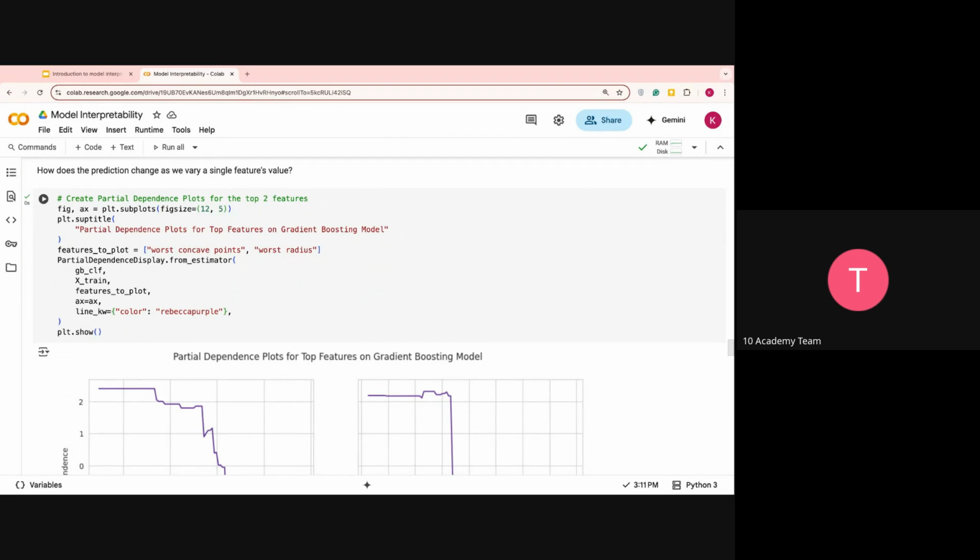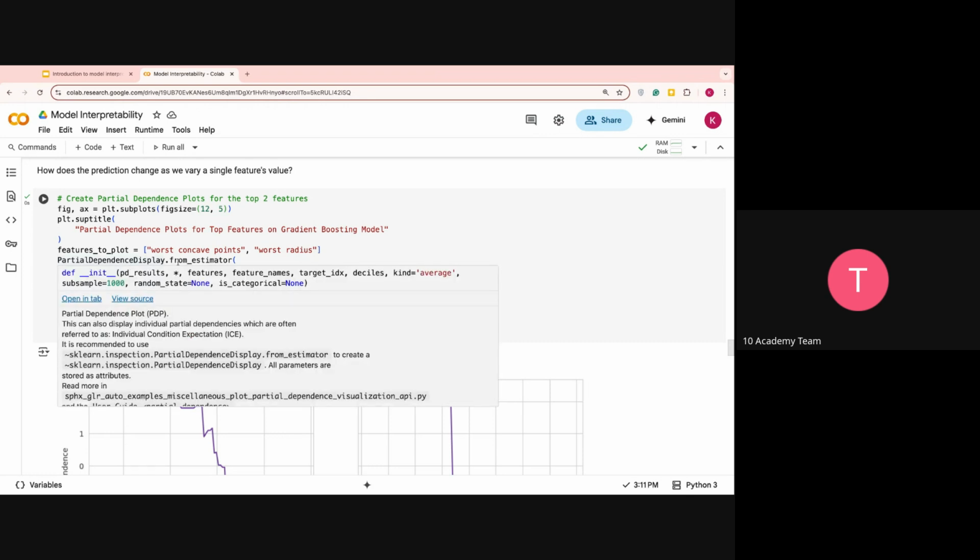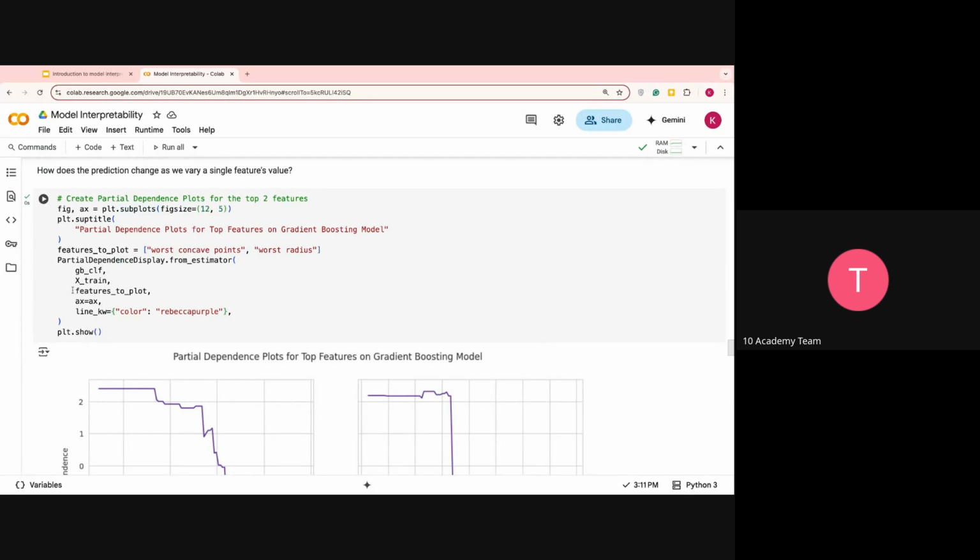And the PDP, which is also very interesting when you take a look at how it works. Here, how does the prediction probability change when we vary a single feature's value? For this one, let's change the partial, the top gradient boosting line. I think you should use partial dependence display from estimator. Sorry, there is some noise. Sorry, I think it's here.